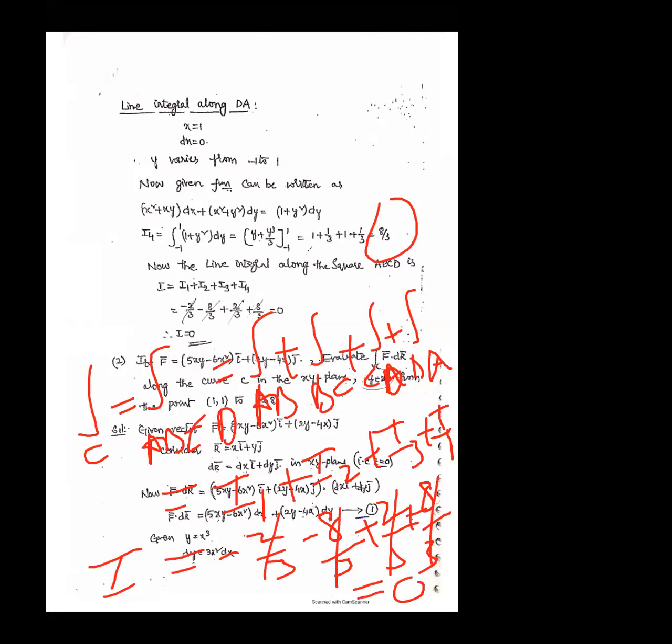So the complete line integral of ABCD, that means the line integral over C, when y equal to plus or minus 1 and x equal to plus or minus 1, is formed by a square. The complete integration over this square results in the value 0.